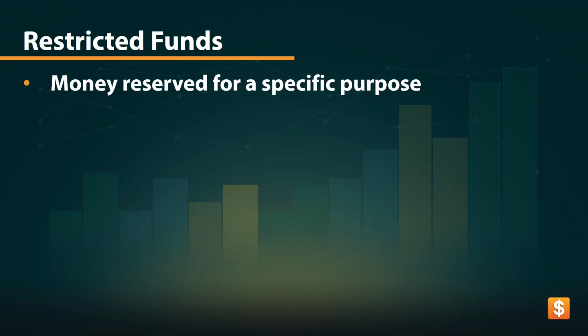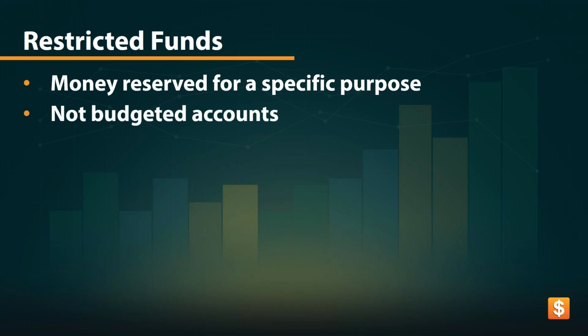So restricted funds is going to be money reserved for a specific purpose. Building fund, could be flower fund, memorial fund. Anytime someone gives to the church and basically says, hey, I want it used for this purpose, then you can track that with a restricted fund. So money reserved for a specific purpose.